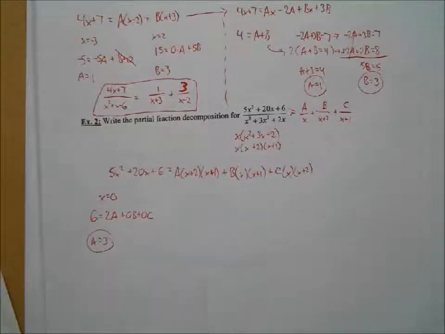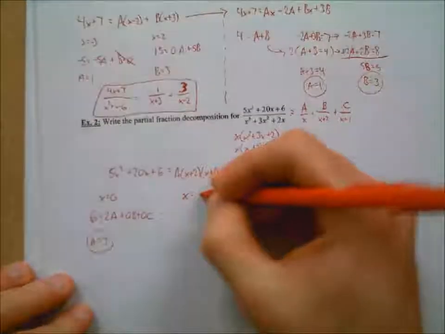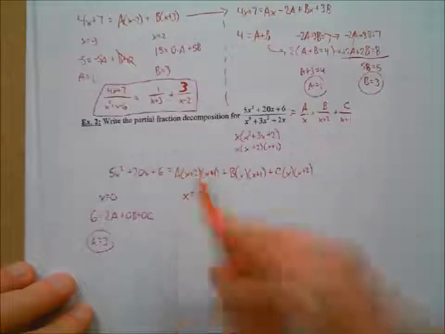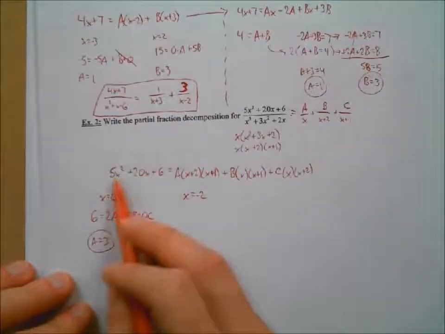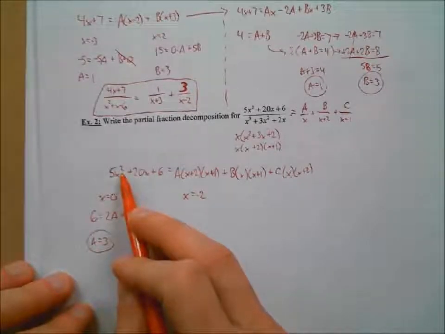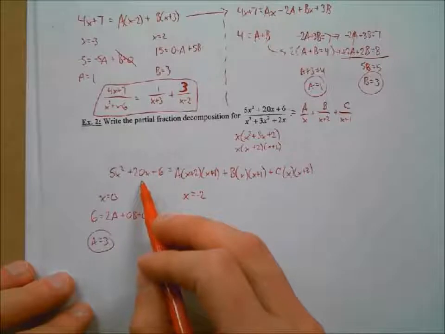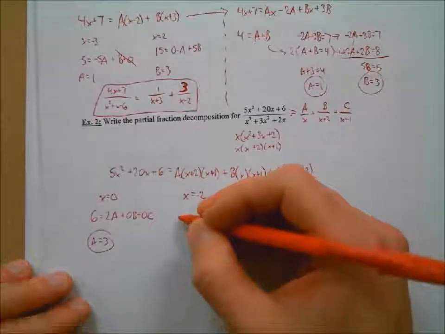-2 would be a good one. Okay. So x equals -2. If x is -2, then the a value is going to eliminate because it'll be just 0. Okay. Let me go ahead and plug it into the left-hand side first here. So -2 squared is 4 times 5 is 20, but minus 40, so -20 plus 6 is -14.